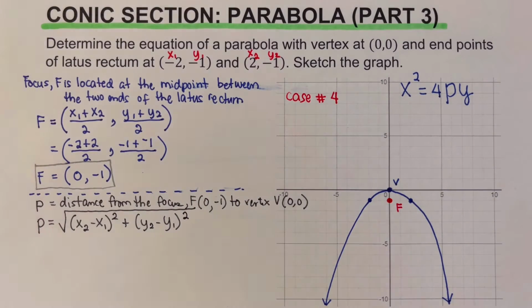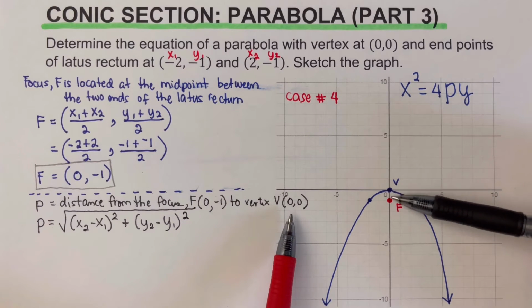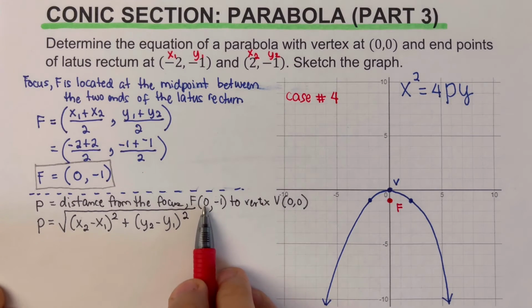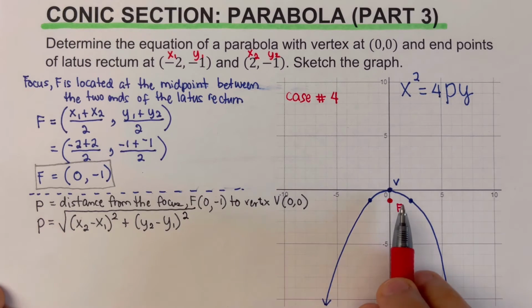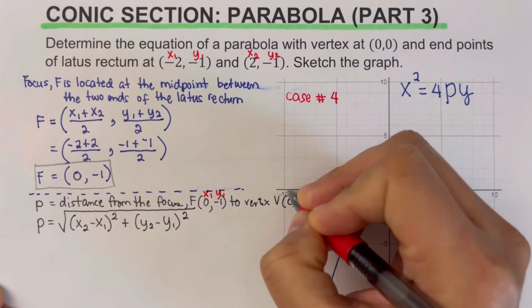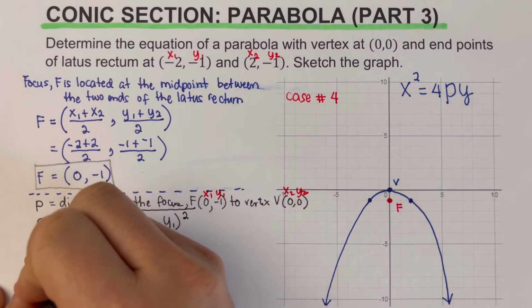Okay, so we are going to use the distance formula to determine the p. Again, the p represents the distance from the focus, which is at (0, -1), to the vertex, which is at (0, 0). Although we can already tell that the distance here is 1, we have to show it mathematically. So then we plug the values in. Again, remember, we are looking for the distance from the focus to the vertex. So we can have this as x sub 1, y sub 1, and x sub 2, y sub 2, and plug this into the distance formula to find the value of the p. So this is how it's going to look.